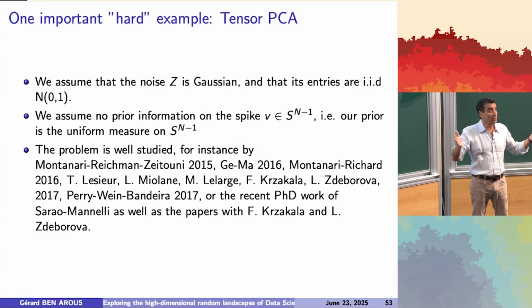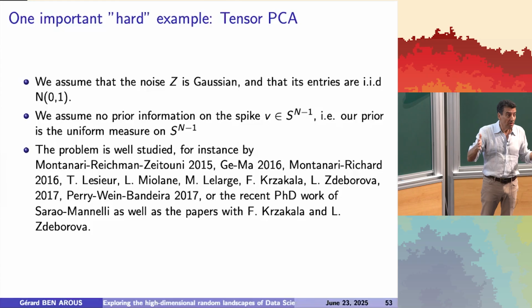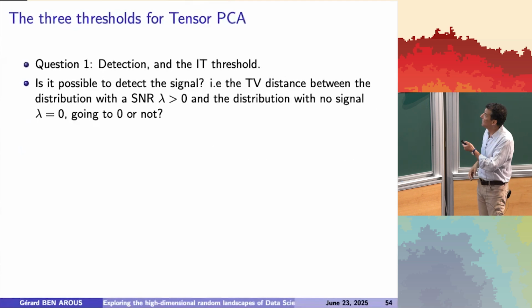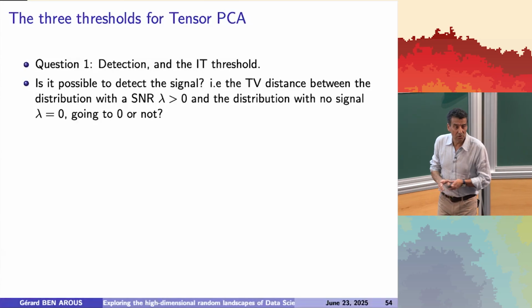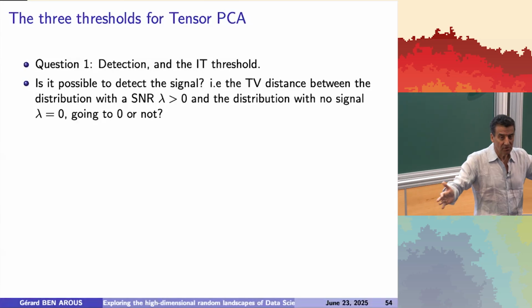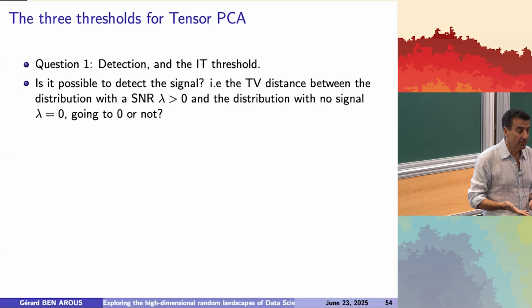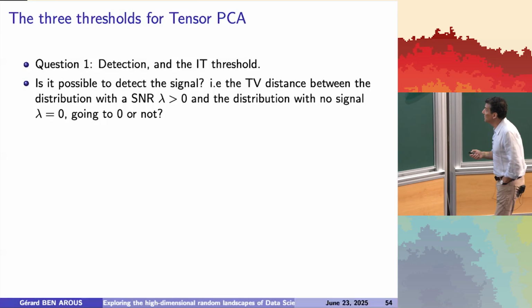And so you have this IID sample of size m, let's say, of V, lambda, whatever, V to the P plus noise. And so the first question is detection. I give you this thing, you have m such things. Can you detect if there is a signal or if it's just noise? That's called the IT threshold, the information theory threshold.